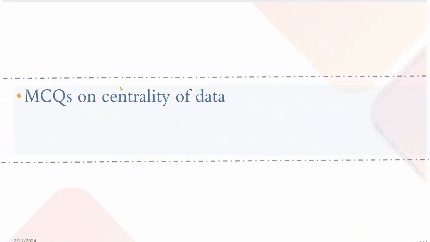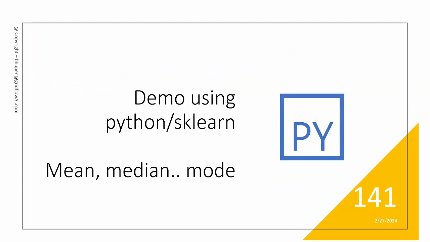So in the next topic, we will talk about dispersion, which is another way of understanding the data characteristics using the spread of data. So we'll see you in the next lecture.